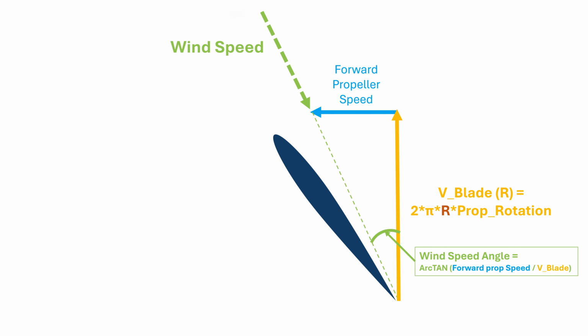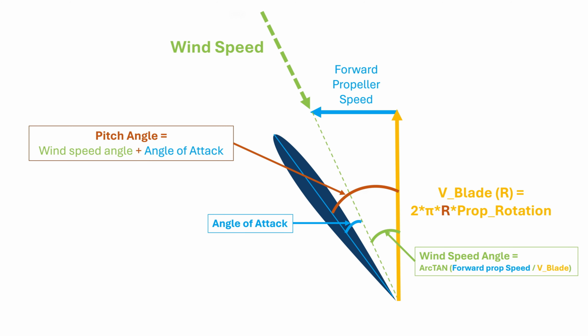Then we must add an angle of attack on top of it for the airfoil section to produce more lift in those conditions. In my design, I selected the angle of attack which maximizes lift, so about 12.5 degrees, for my airfoil section. Finally, the pitch angle of the airfoil section is calculated by the sum of the wind speed angle and the angle of attack.